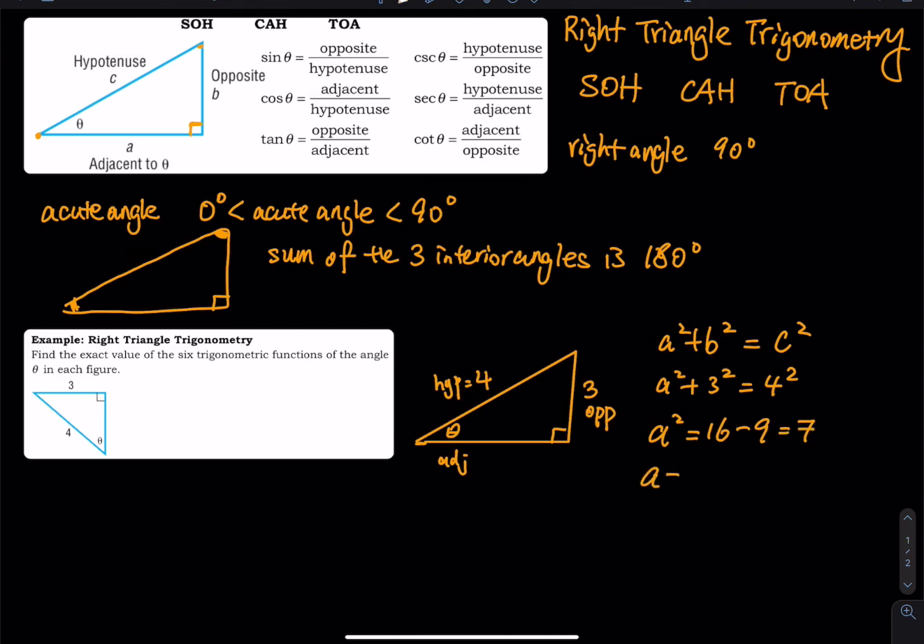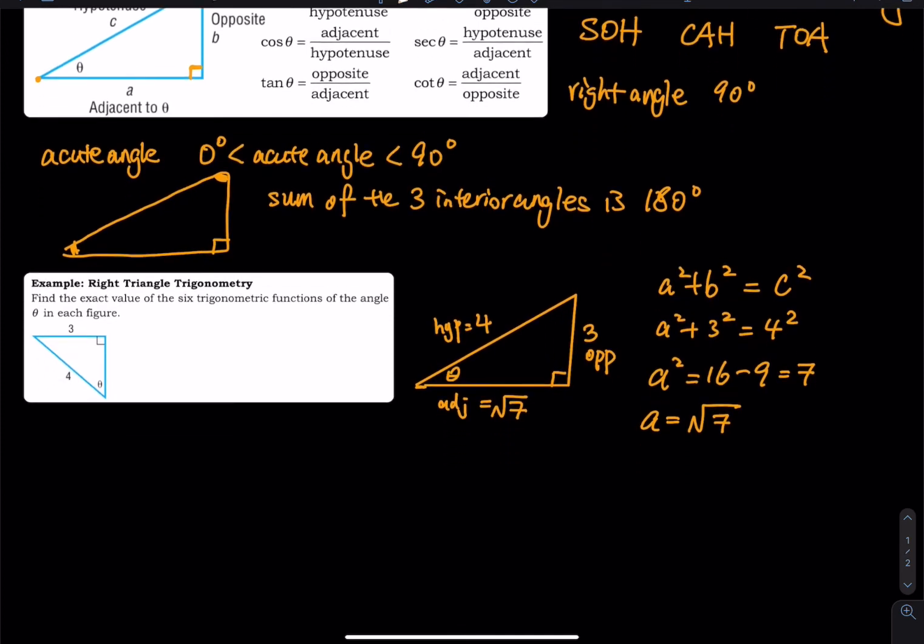Then a is equal to, do we still use the plus or minus? In theory, yes, but we are talking about the length of a triangle. Length cannot be negative, so we use positive only. The square root of 7. And then we follow SOHCAHTOA to find sine, cosine, tangent, and the other three trig functions.